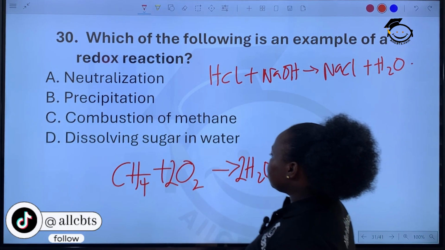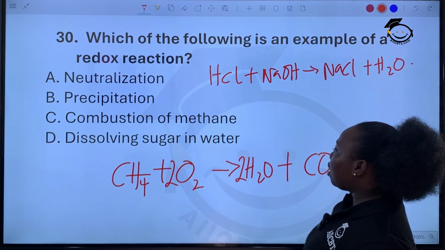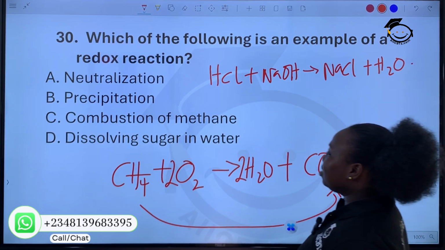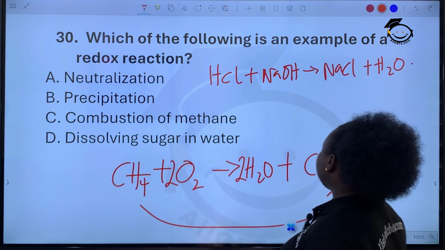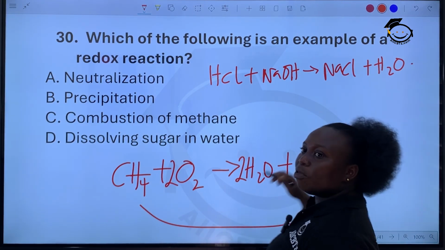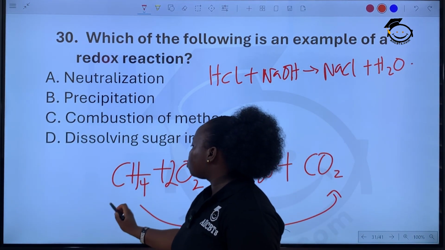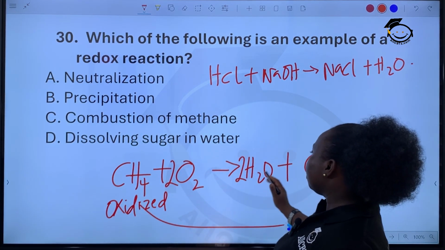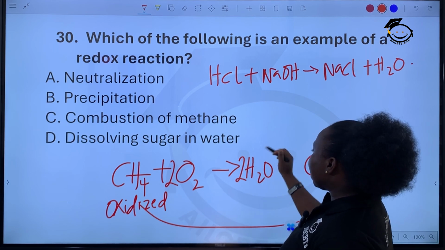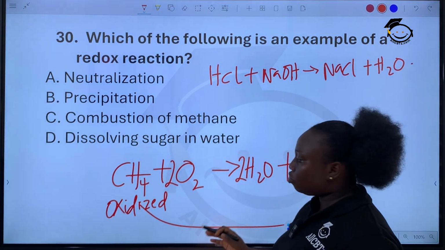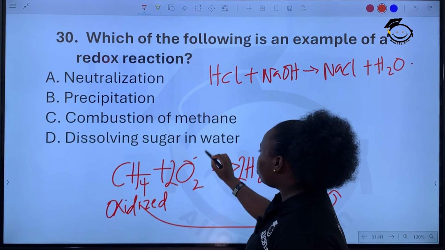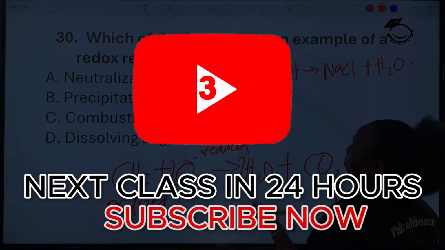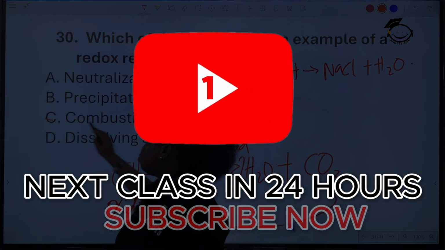Now, if you look at it, something will happen to this CH4 when it got to this place. What happened? It had hydrogen, but instead it now added oxygen. So this one was oxidized, and the O2, when hydrogen is added to it, that addition of hydrogen is called reduction, so oxygen was reduced. That means that this particular combustion of methane is a redox reaction.